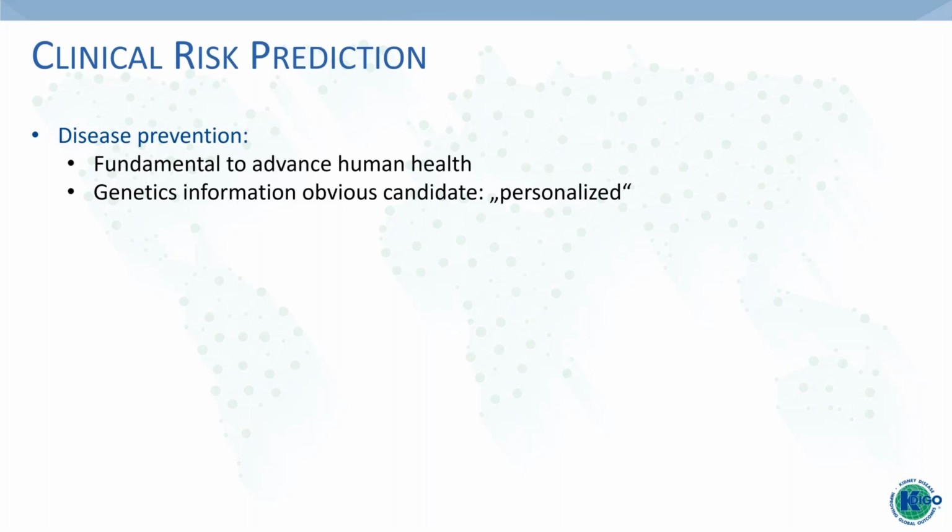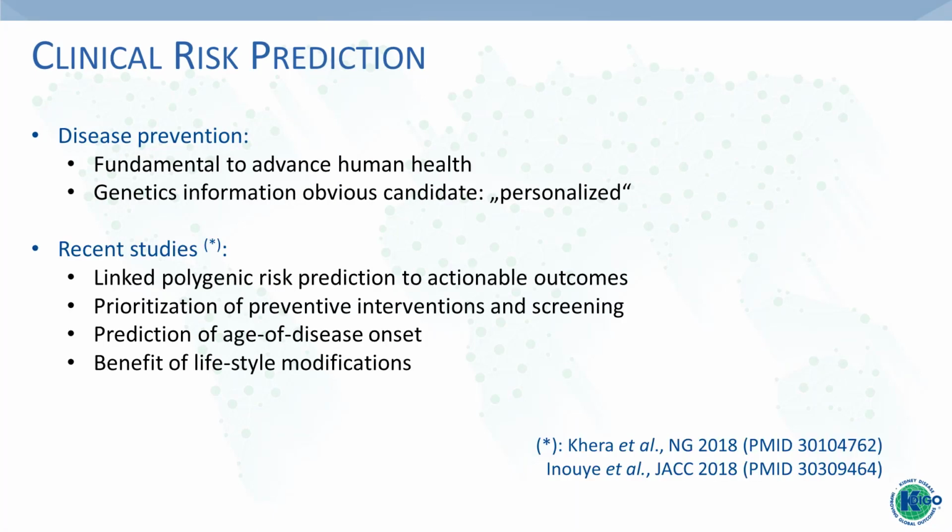Disease prevention is fundamental to advance human health. Genetic risk estimation is the earliest measurable contributor to heritable disease risk. In theory, genetic profiling is a useful component of health management. Recent studies on a subset of common diseases, such as coronary artery disease, used polygenic risk stratification to link these polygenic risk predictions to clinically actionable outcomes. In combination with classic risk factors, polygenic risk scores promise to help prioritize interventions and screening, to predict disease onset, and to identify groups with the greatest benefit of lifestyle modifications.